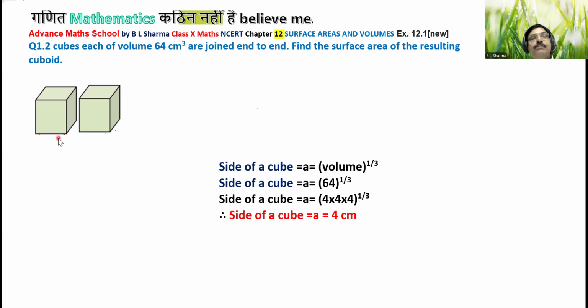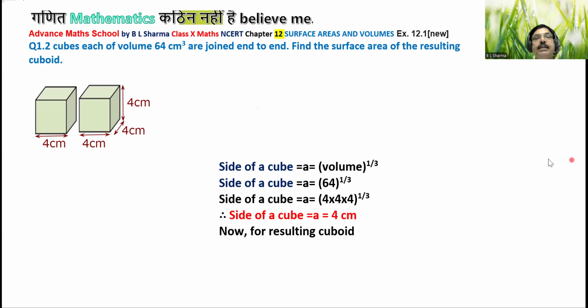Side of the cube means length is 4 centimeter, breadth is 4 centimeter, and height of the cube is 4 centimeter. So here you can write height of cube 4 centimeter. Both cubes are same, each side is 4 centimeter, length, breadth and height. इस तरह से इस क्यूब का लेंथ, ब्रेड्थ और हाइट सेम है और वो 4 सेंटीमीटर है. इन दोनों क्यूब को ज्वाइन कर देते हैं एंड टू एंड. देखिए कैसे. See, now we join these two cubes end to end. It is like that.